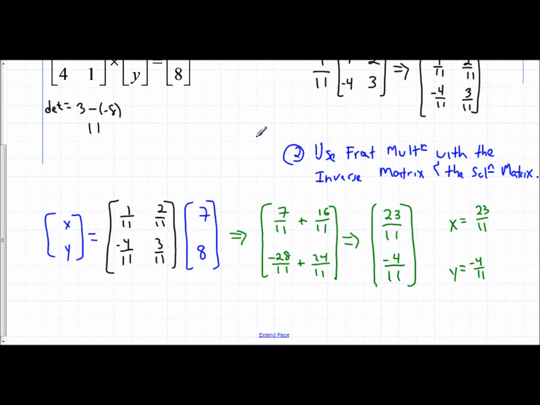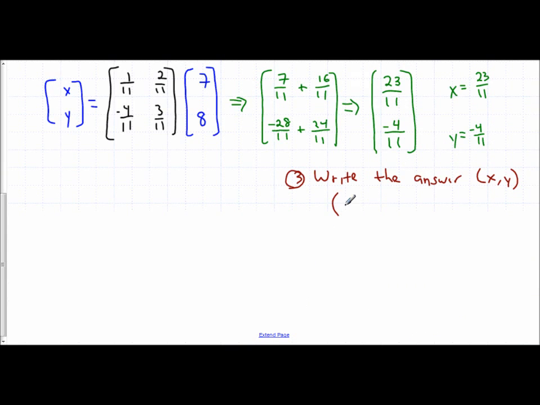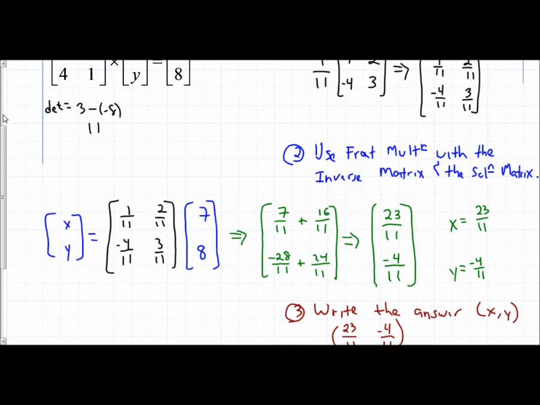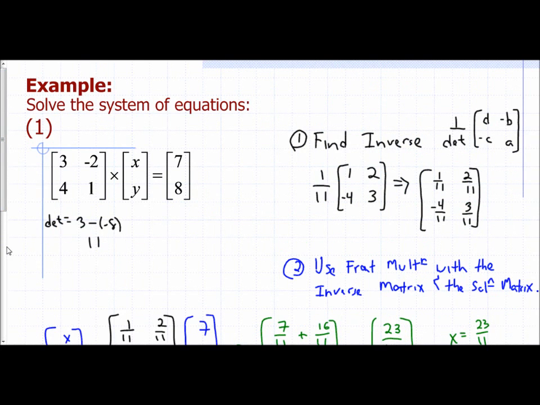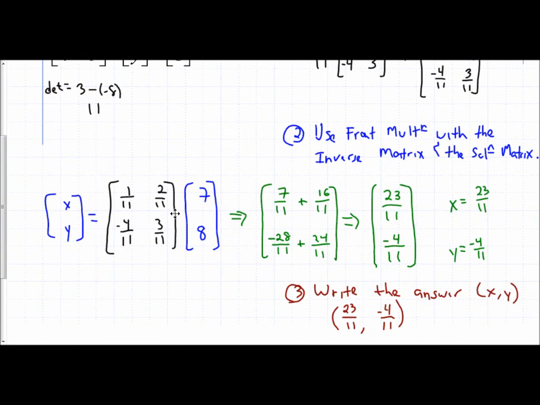And so the final step is, remember, your solution to a system of equations is a coordinate. So write the answer as a coordinate, x, y. And so my final solution is the coordinate 23 elevenths, negative 4 elevenths. And that is my answer. So when we're doing this, follow the process of find your inverse, do front multiplication with the inverse and the solution matrix, perform that, simplify, and then write your answer as an ordered pair.